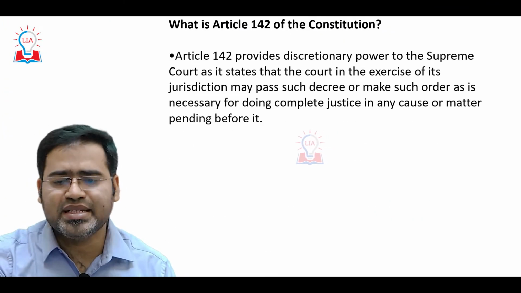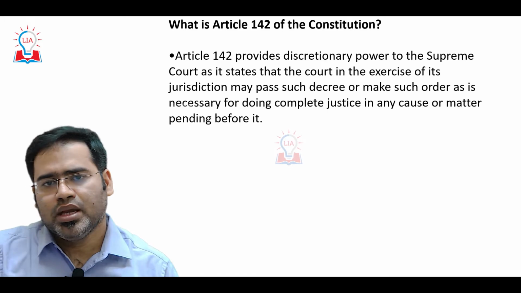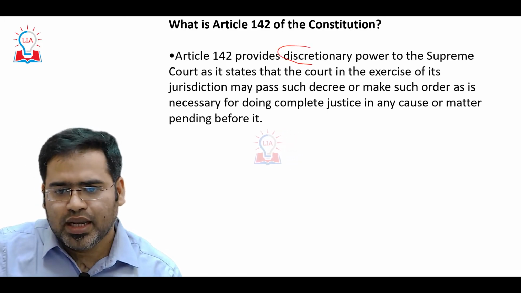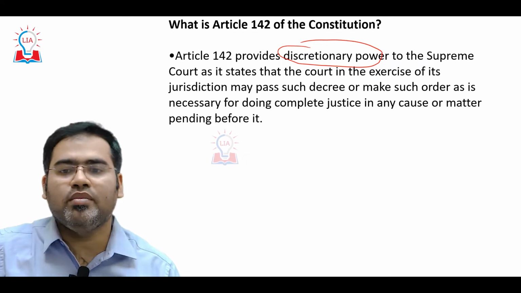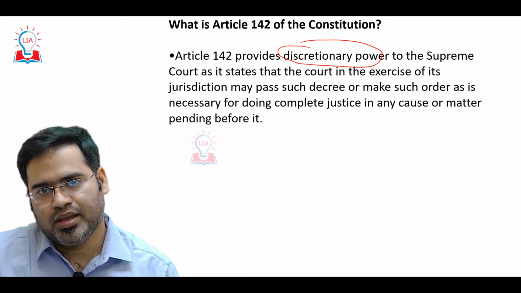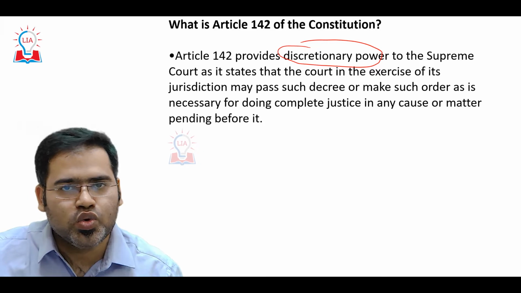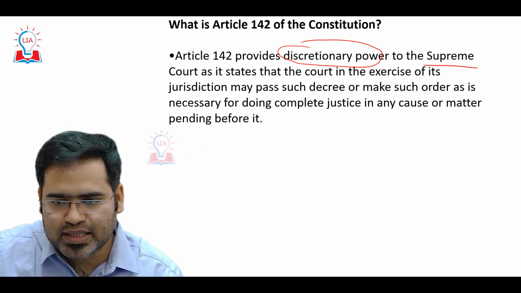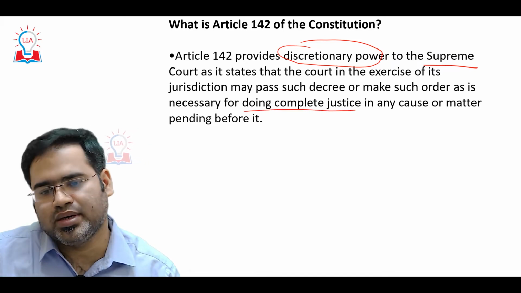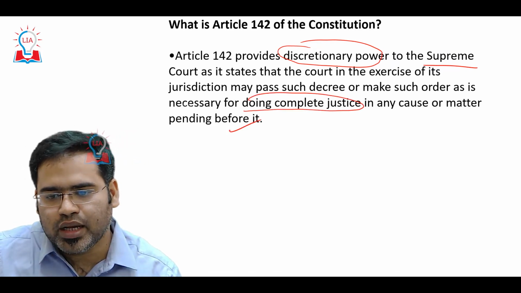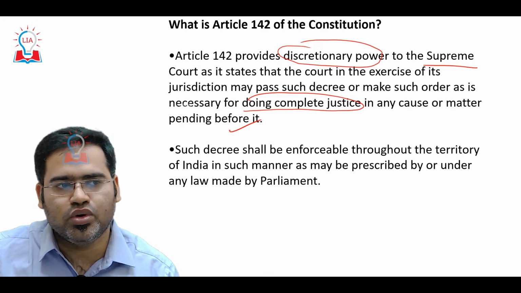This is mentioned in our Constitution. Article 142 provides the Supreme Court a discretionary power. That means the Supreme Court alone will decide when it can use this Article 142, and this is available only to the Supreme Court, not to the High Court. Correct? This is the thing we need to understand. It is just for doing complete justice in any case that the Supreme Court does this.